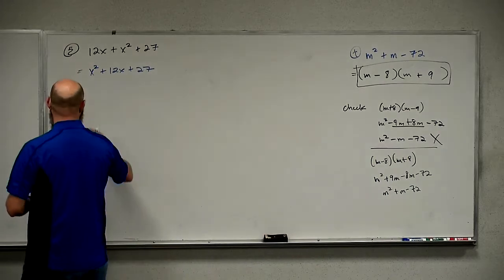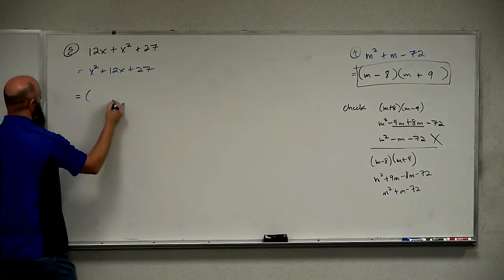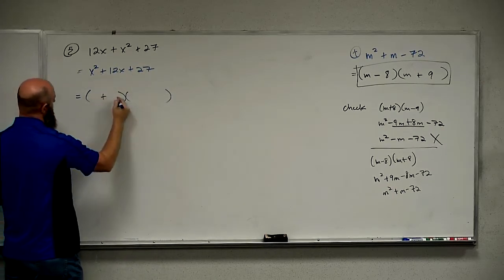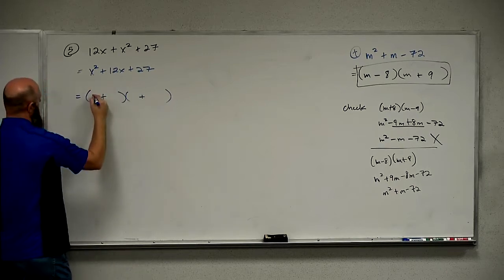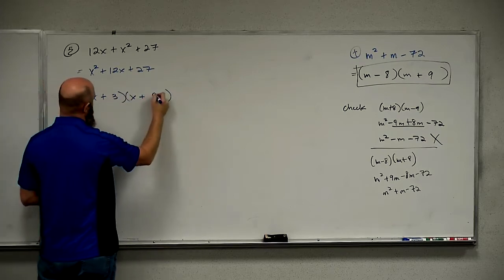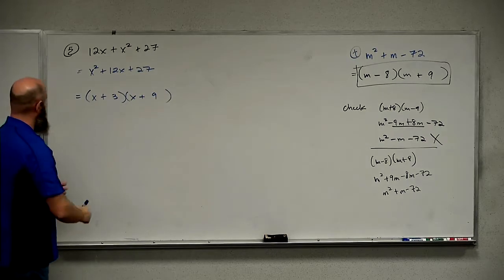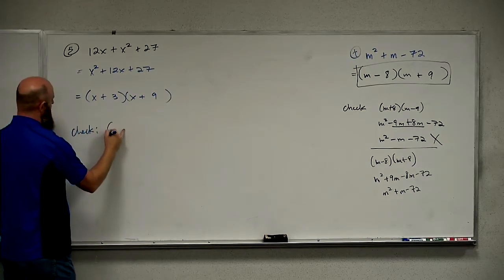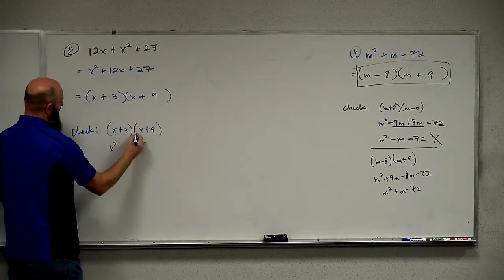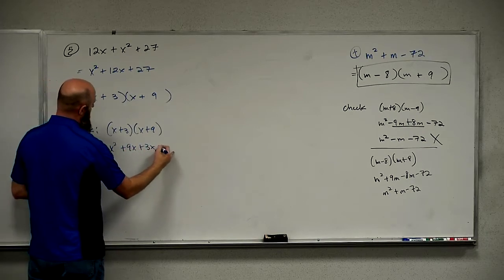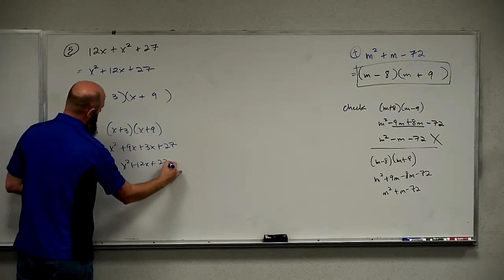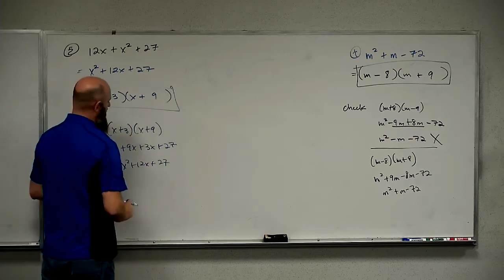Okay? I look for my greatest common factor. There's not one. And so my signs are the same. They're both plus. So for x squared, I get x and x. For 27, we get 3 and 9, which is what comes to mind first there. So let's do a check. So multiply there, we get x squared, 9x plus 3x plus 27. So we're going to get 12x plus 27. So that is my answer.